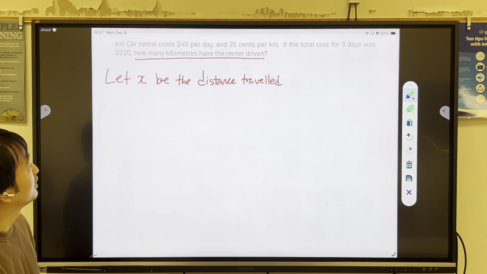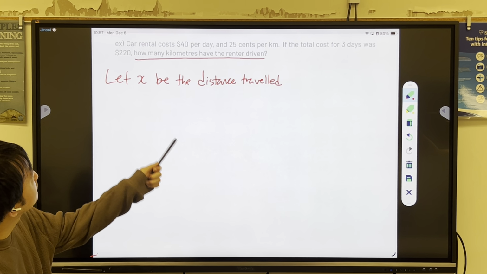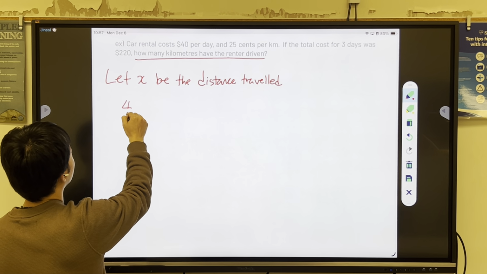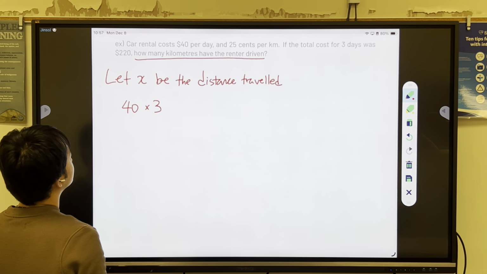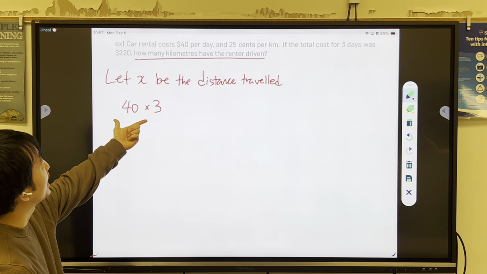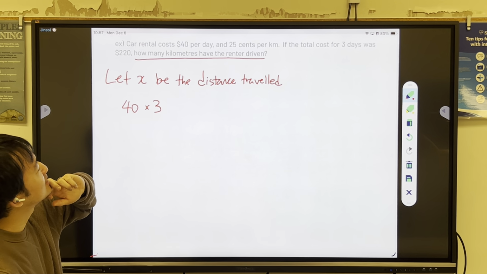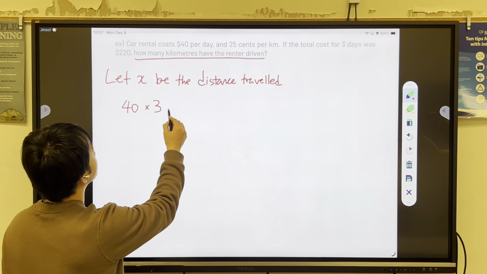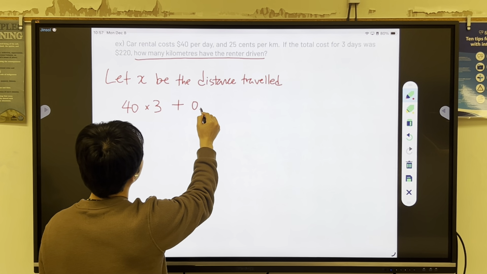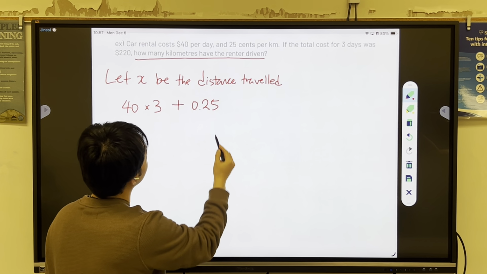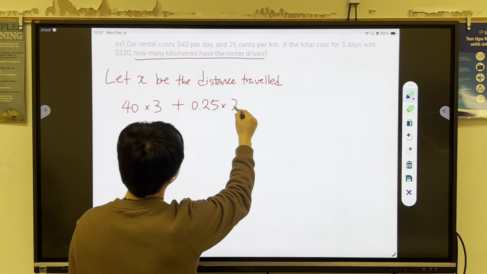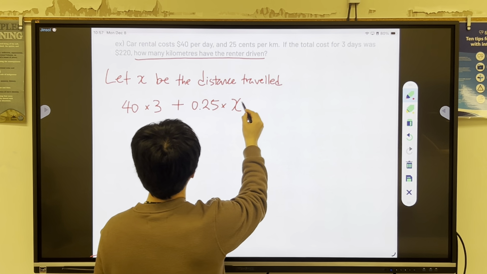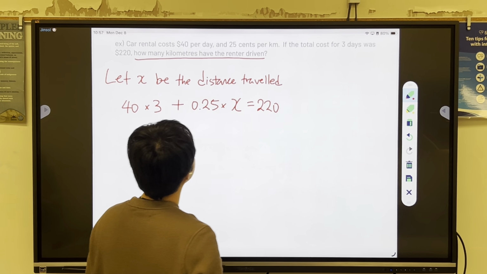Now the third step is to set up the equation. In this case, the car rental costs $40 per day, but we have traveled a total of 3 days. So I think we can say $40 times 3. That's the cost for the number of days. And then it says 25 cents per kilometer, so that I need to pay for my mileage. So I can add 25 cents, which is 0.25, times how much distance I've traveled, so that's x. And if we add them together, the total comes to $220.